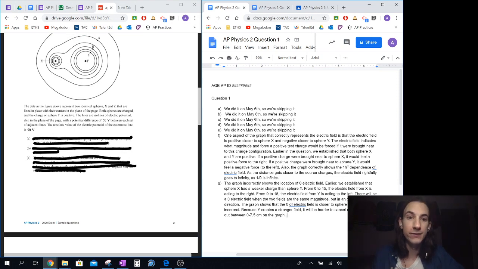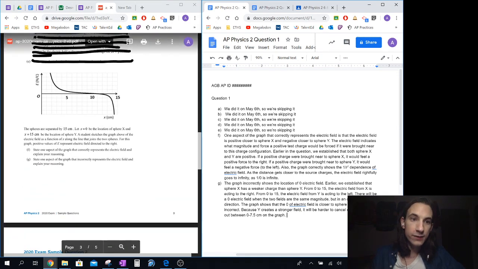And they're both positive. In this case, we're drawing the electric field versus distance, where we put X at 0 and Y at 15 centimeters. We drew out the electric field, and it's a pretty good graph. It shows this r-squared relationship.